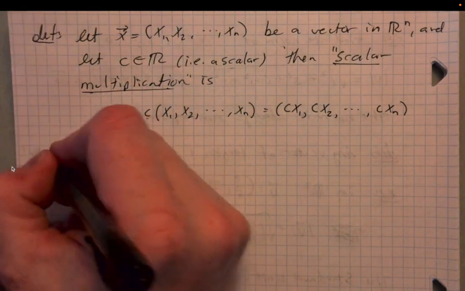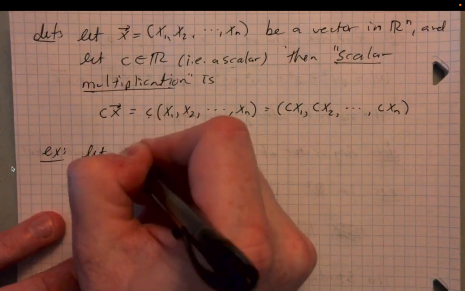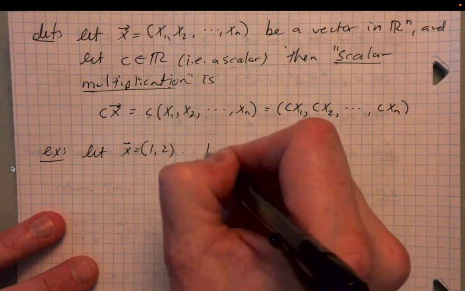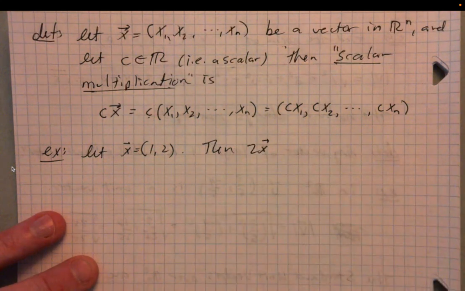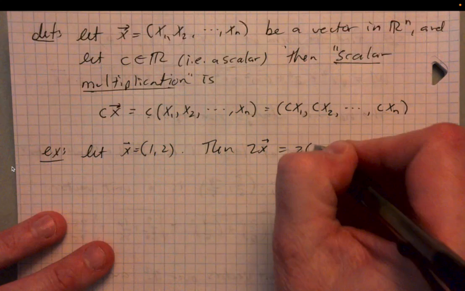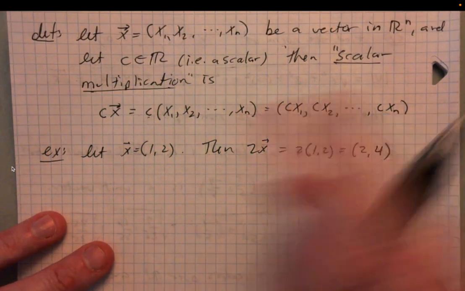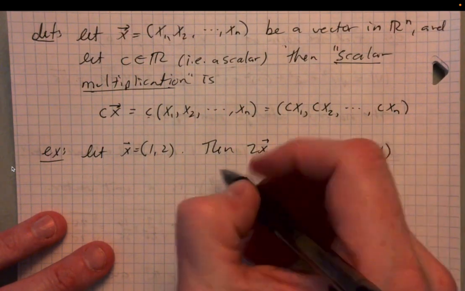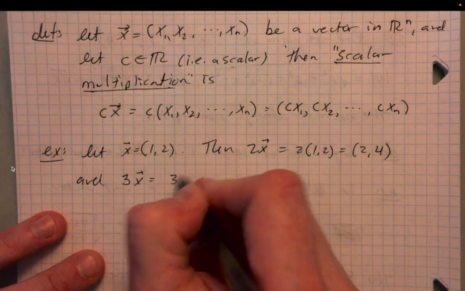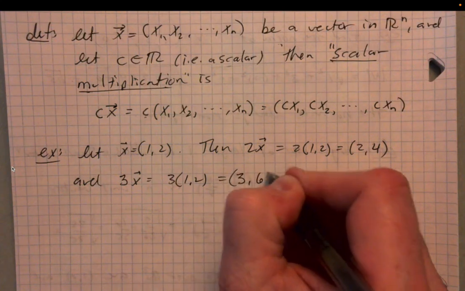Okay, let's do an example. Let's let x equal 1, 2. Okay, then what's 2x? 2x is equal to 2 times 1, 2, which is 2 times 1 is 2, and 2 times 2 is 4. Okay, what about 3x? Well, that's 3 times 1, 2. All right, so that's equal to 3, comma 6.